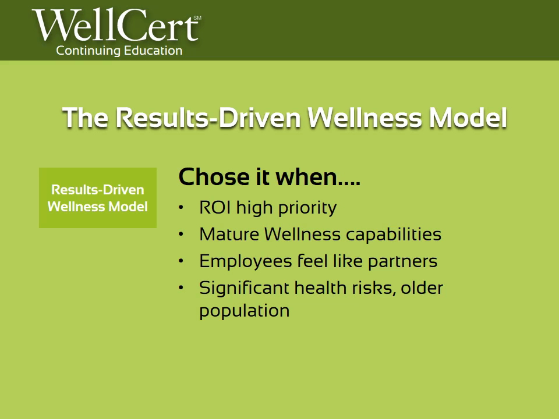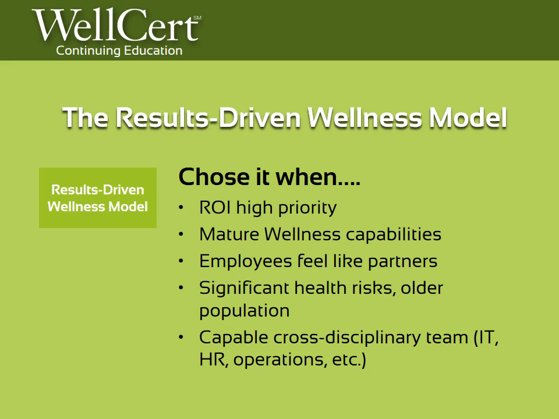And if there is significant health risk or an older population, and we know that we want to affect many of the economic variables while at the same time improving the health of our population, if their average age is older and they have a significant prevalence of risk factors and severity of those risk factors, that makes this model a good choice. And finally, if they're capable at cross-disciplinary teams, if they're used to working in a cross-disciplinary way, that would be another issue that would be appropriate for this particular program model.